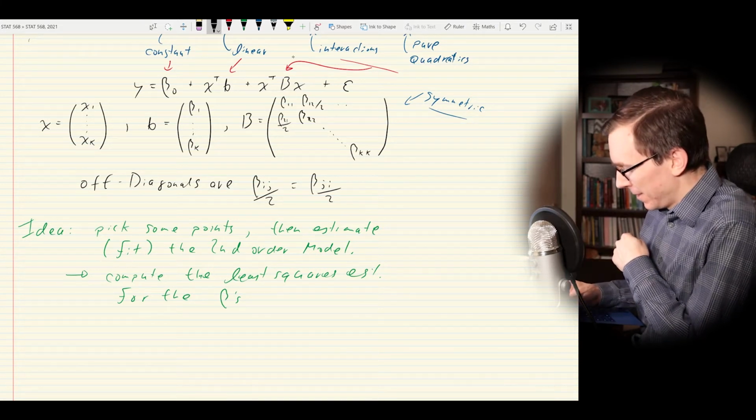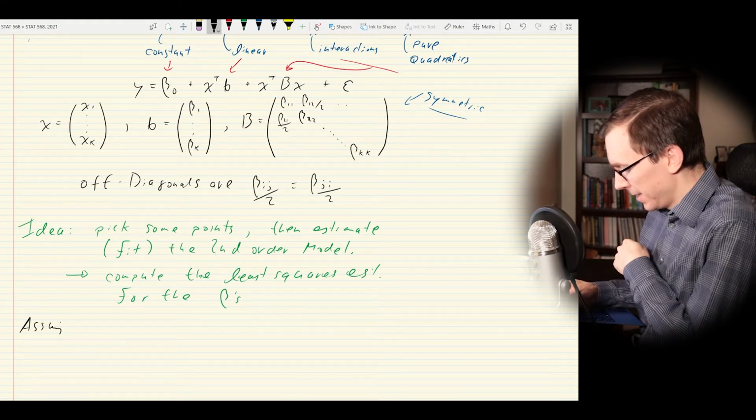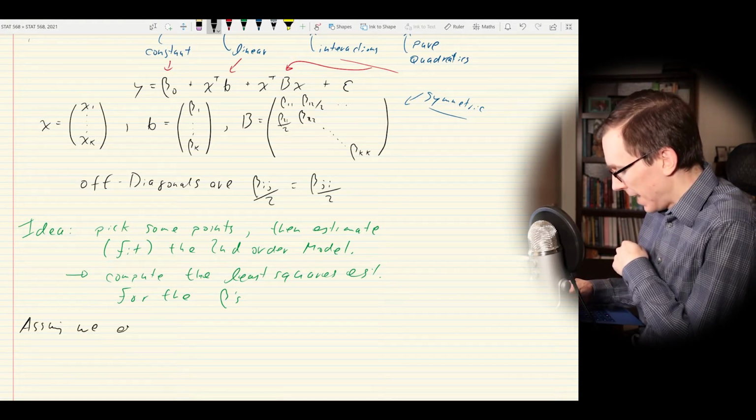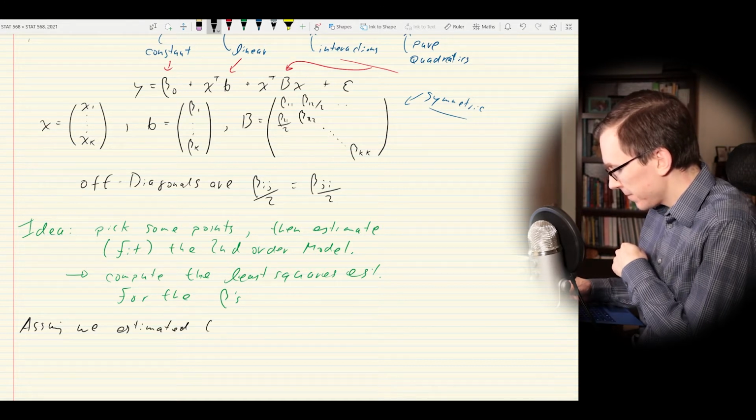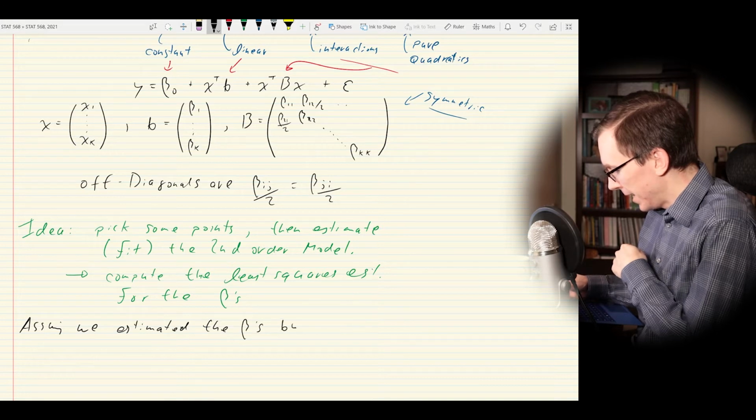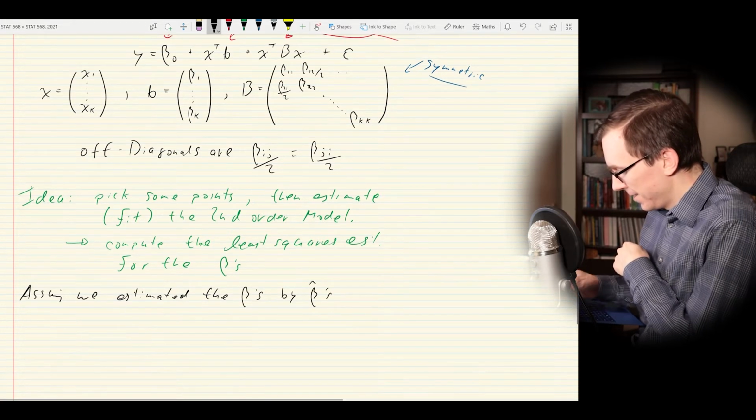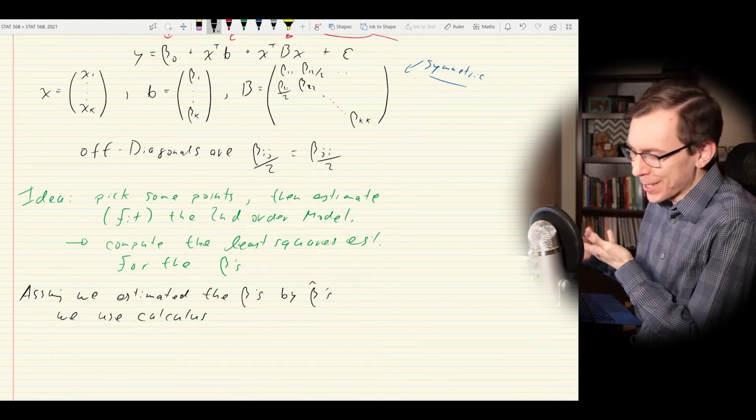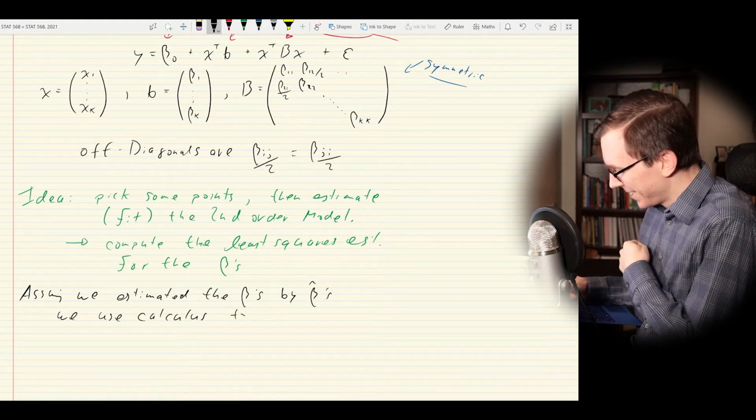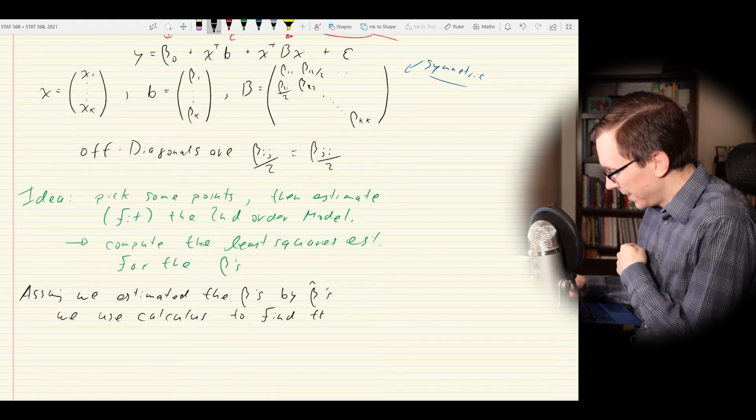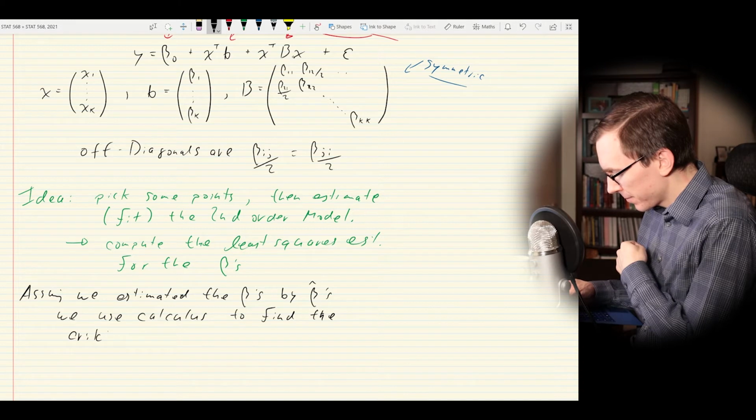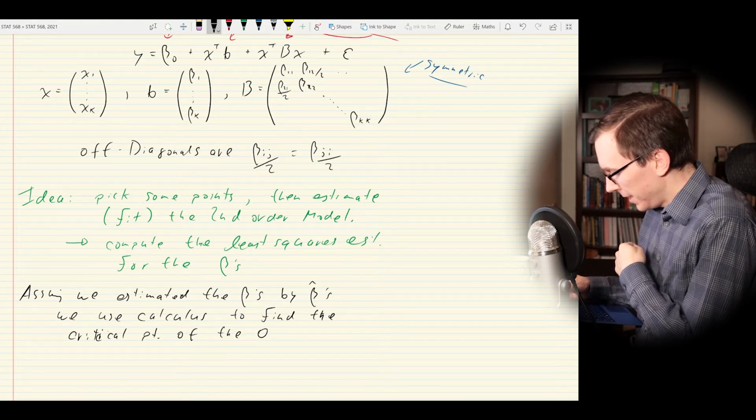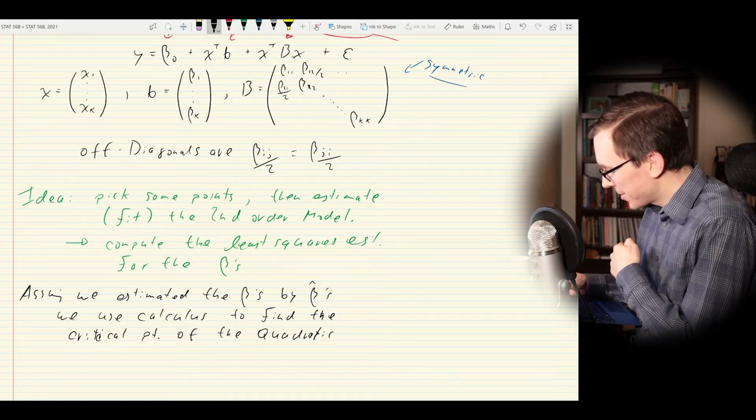So the idea is that, assuming we estimated the betas by beta hats, we use calculus, or I guess R does it for you, but on paper we use calculus to find the critical point of the quadratic surface. I'm having a hard time spelling that today.